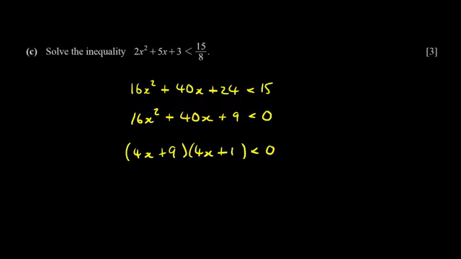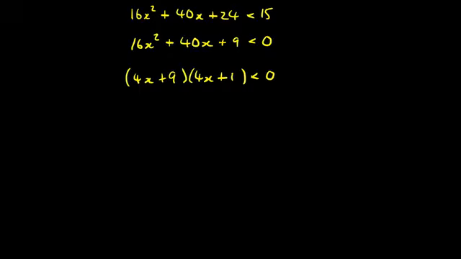Because 4x times by 1 is 4x. 9 times by 4x is 36x. So 36x plus 4x is 40x, which is what we want. Of course, you could use a calculator to find these values. Now, why am I doing this? Well, because I want to basically sketch this graph.